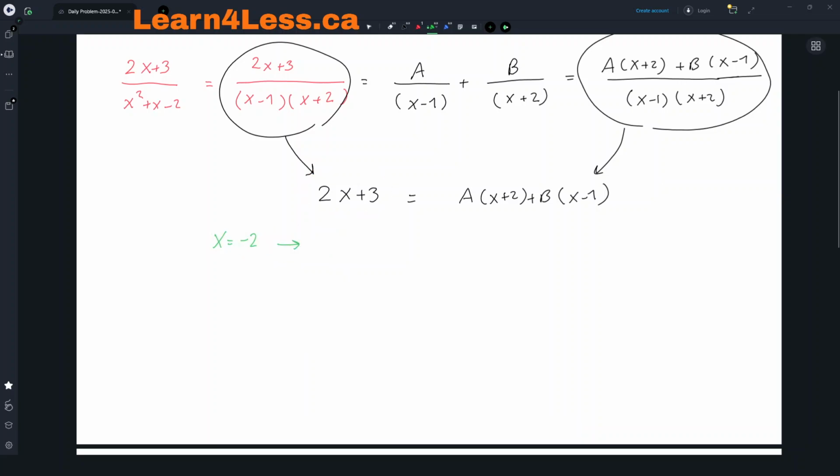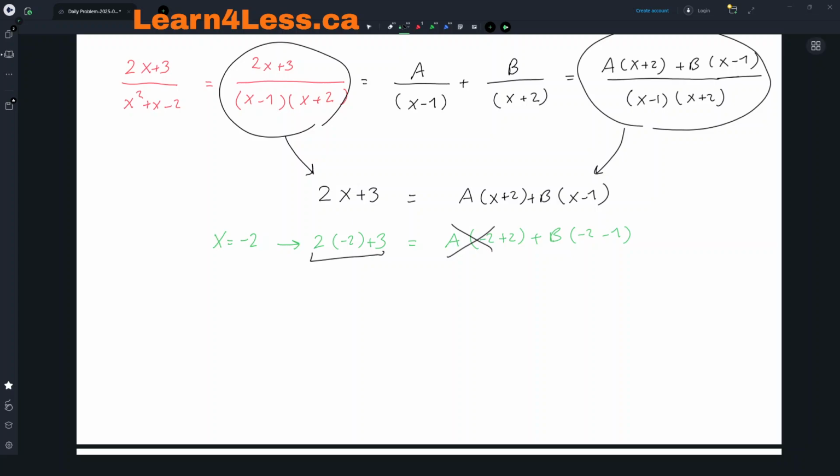I can rewrite this one. So I have 2 times negative 2 plus 3 is equal to a times negative 2 plus 2 plus b times negative 2 minus 1. Now that this bracket is 0, this part entirely disappears.